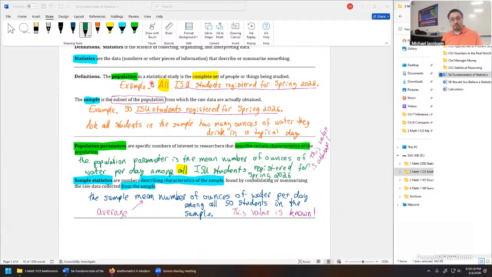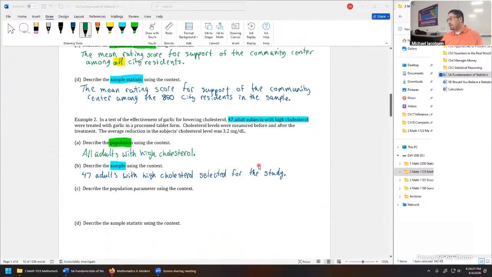So if a population is ISU students, we're talking about all ISU students versus a small sample of size 50 here. And similarly, in this context, if we're talking about, say, the 47 adults in the sample with high cholesterol selected for a study, it implies population must then be everybody that meets that criteria having high cholesterol, and they're also adults at the same time. Thanks for that question. Does that make sense on why we said all here, but 47 below? Awesome. Other questions at the moment?